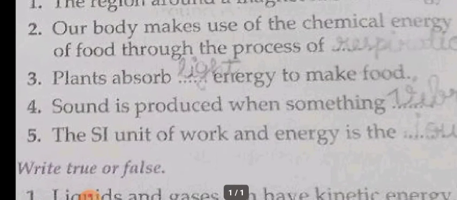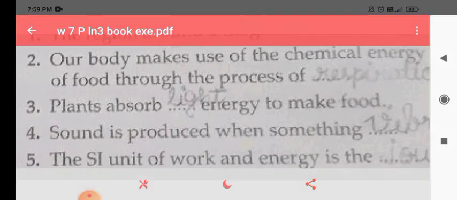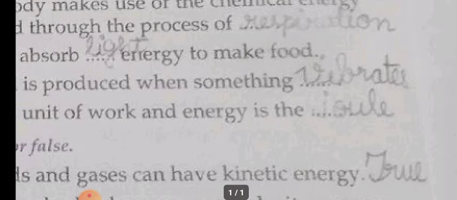Okay, children. So if you have written simply joule or a capital J, both are correct. Okay, but you should not write small letter j. That is wrong. Did you understand?